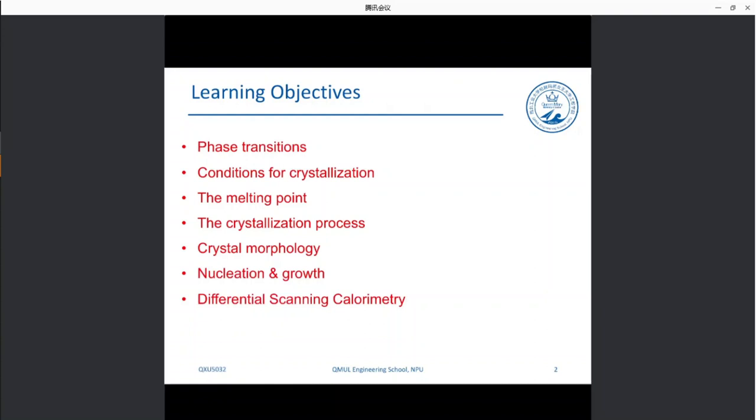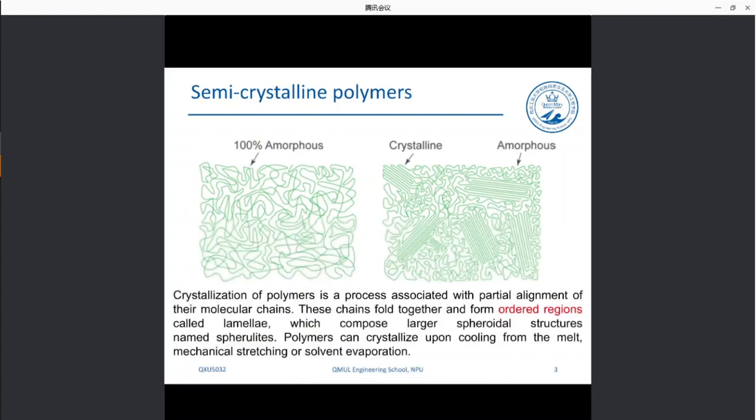So we will talk about phase transitions, what the conditions are for crystallization and the crystallization process itself, how we define a melting point, and how we essentially grow crystals, okay? And what is the technique in order to evaluate these things. And let's go a step back again and discuss a bit about the structure of polymers, because it is very, very important.